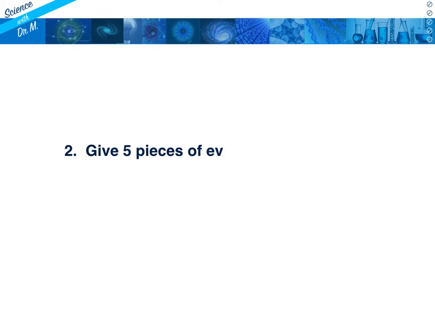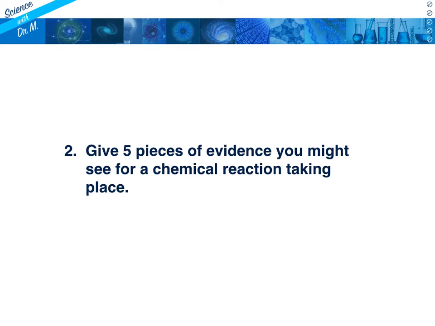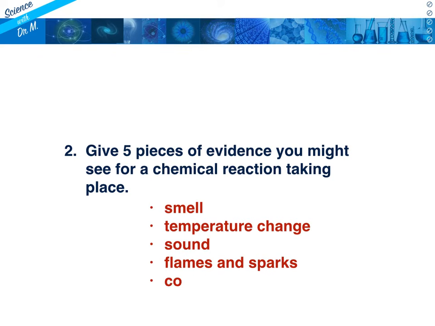Question number 2. Give 5 pieces of evidence you might see for a chemical reaction taking place. Okay, looking for 5 pieces of evidence. Okay, here we go. So, smell, temperature change, sound, flames and sparks, and colour change. Sometimes you get combinations of those happening. Sometimes you may get, like, very slight smell or maybe a very small temperature change, but there's usually some evidence that a chemical change has taken place.